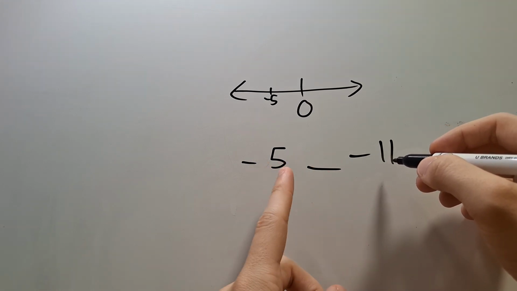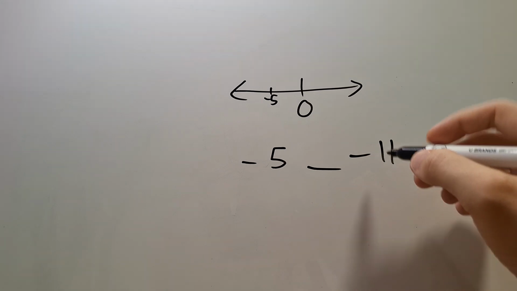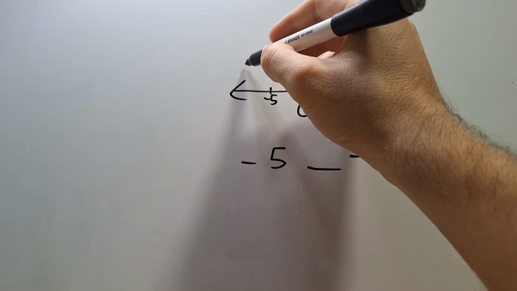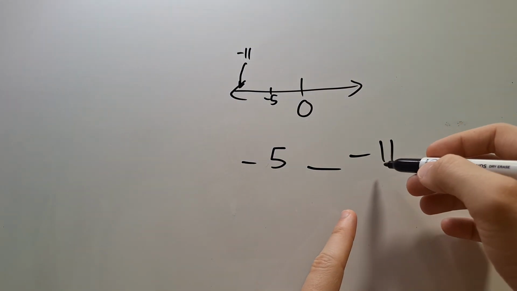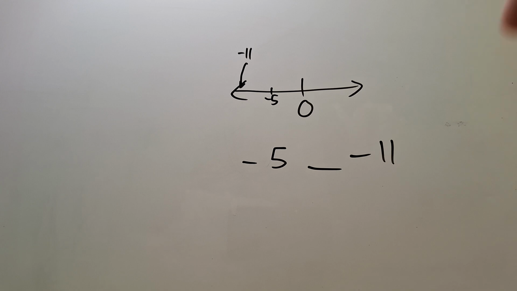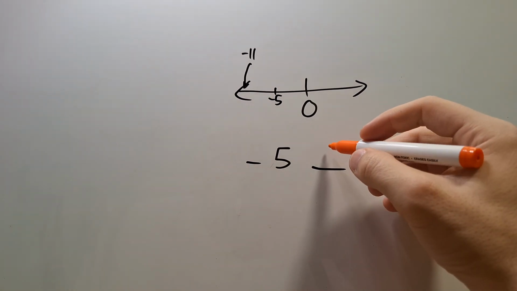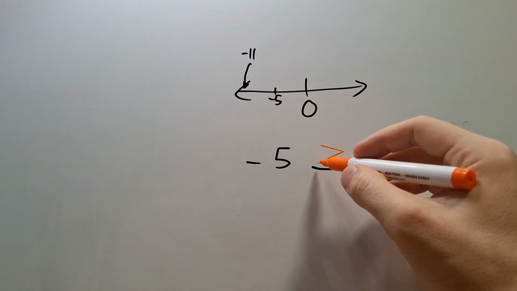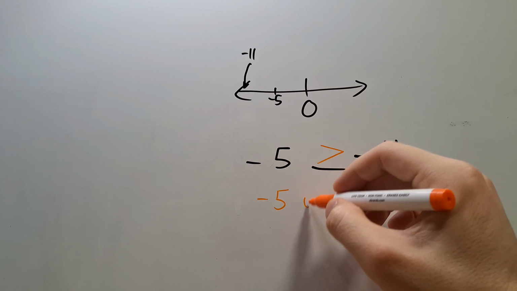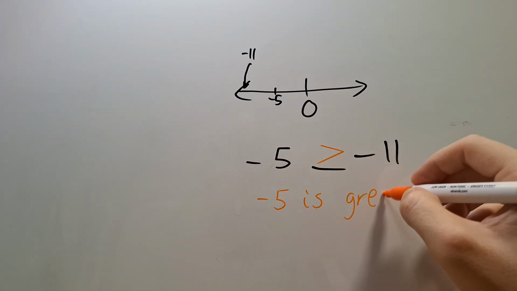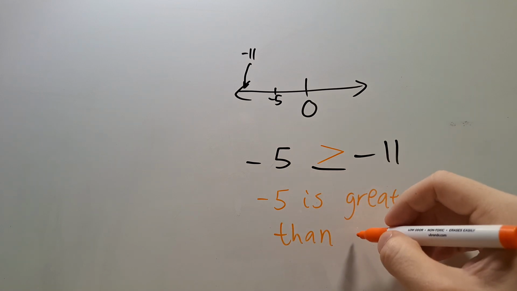11, yes, is bigger than 5, but this negative sign indicates that this value is smaller. So -11 would actually be somewhere over here. So this indicates that -11 is smaller. So we say this value is greater than -11. And this is said as -5 is greater than -11.